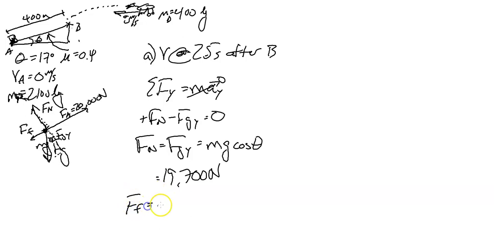Now that's specifically going to help me find force friction, which is mu times force normal, or 0.4 times that 19,700 newtons. So let's go ahead and multiply that out, 0.4. And so I got a friction of 7,872. But once again, I'm just going to go and round that to 7,870 right there.